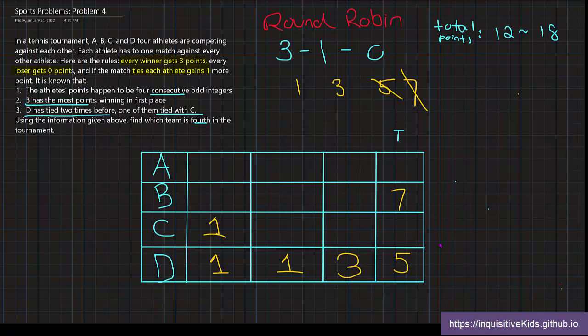Now we need to look at this second row right here. So we know that B has a total of 7 points. And we need to build that 7 up with a combination of 3s, 1s, and 0s, right? Because those are the only possible points we have to fill in this space. So I'm asking you, what is the only possible way from these three numbers to create a 7?